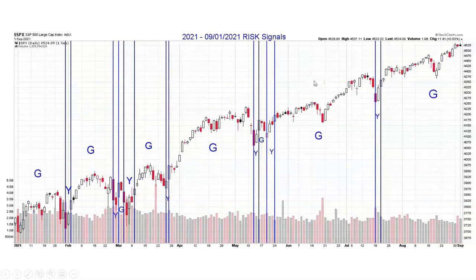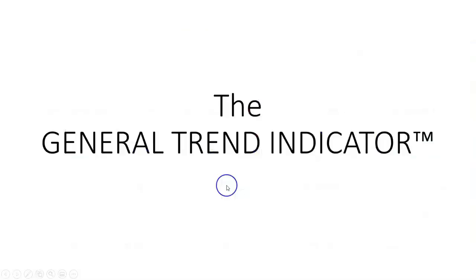So think about this, guys. As long as the signal is green, you can see there's just not a lot to worry about, right? And even most of these yellow signals, this is when we get that pullback, but it gives you confidence in knowing what the market is doing. Now let's take a look at a few charts for the general trend indicator.